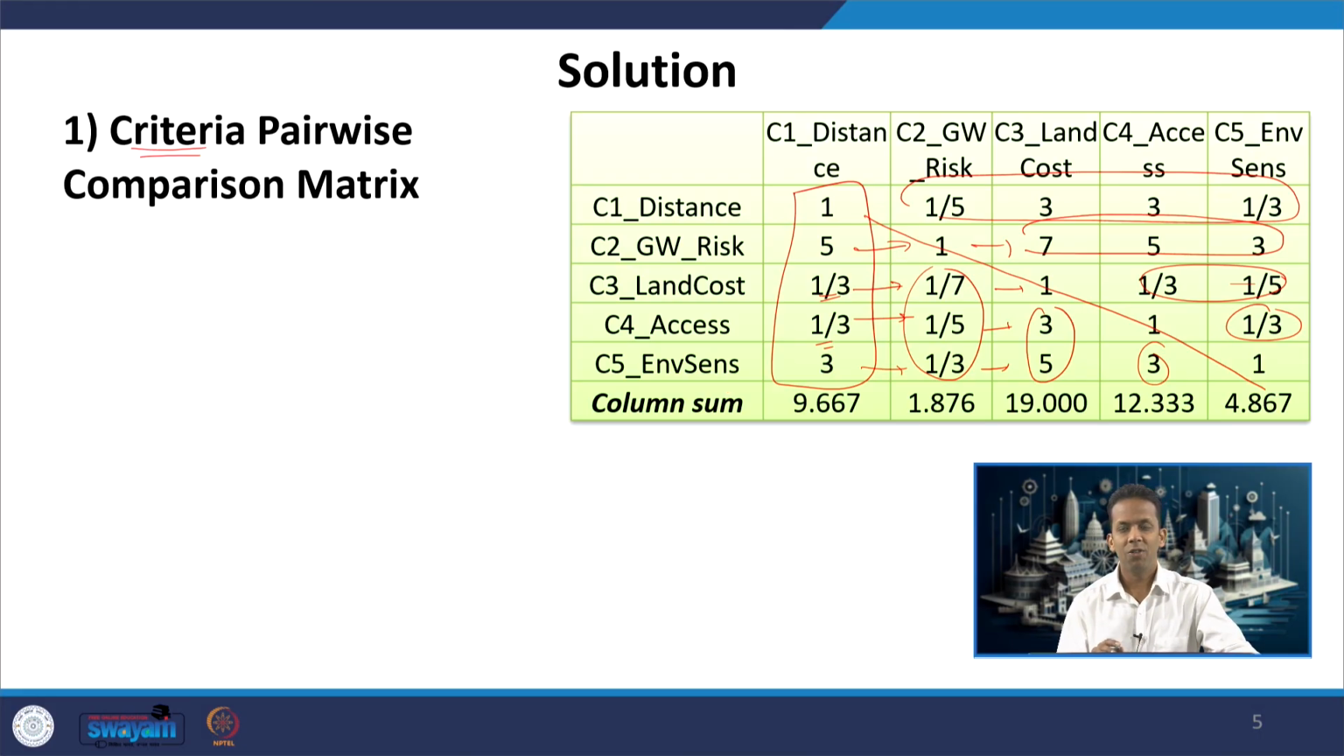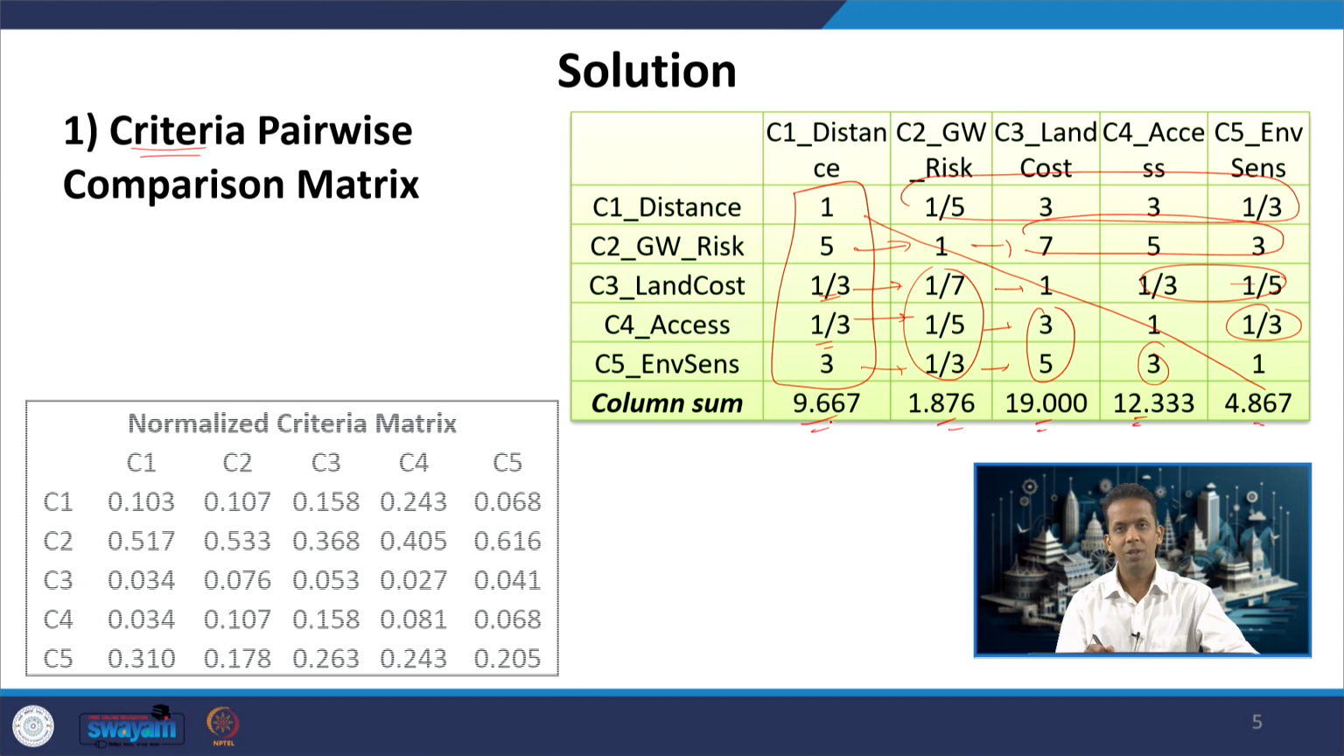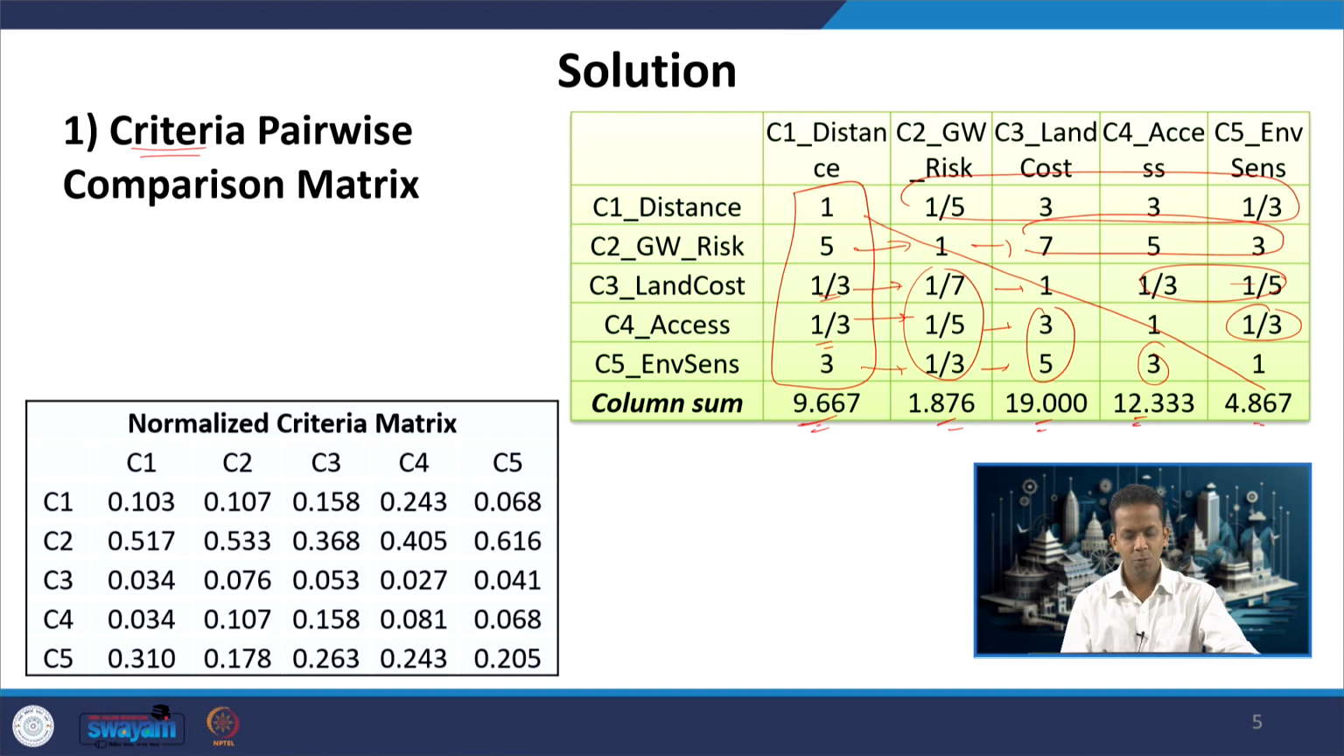And now, the next step is to find the priority vector or priority weights for each of these criteria. So, by the approximation method, you take the sum of the column. Next step is you normalize each entry using this sum. So, 1 upon 9.66 will give you 0.1, 3 by 9.66 will give you 0.3. Similarly, 1 by 5 upon 1.8 will give you this, and you go on for each criteria. So, here 1 by 4.8 will give you 0.205. So, that is the normalized criteria matrix, the second step.